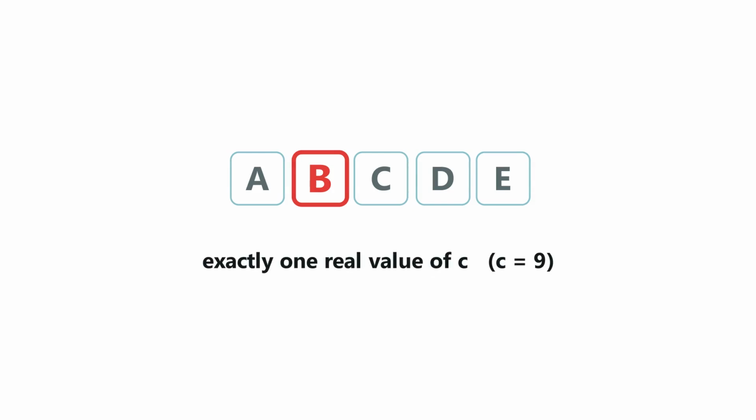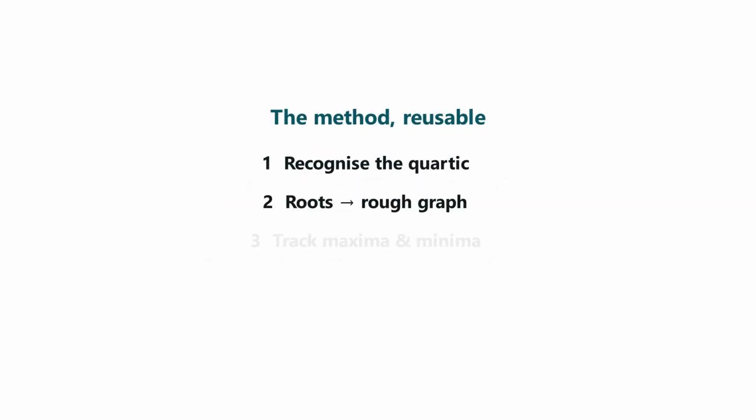So the key methods you see were quartic polynomials, or just polynomials in general, using roots to build the rough graph, looking at the properties of the maxima and minima, and using this even function symmetry to help us determine that the two lower turning points match.